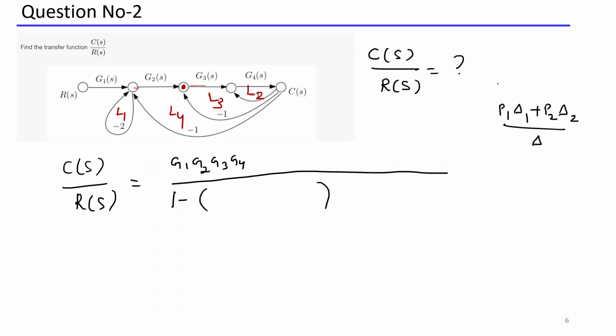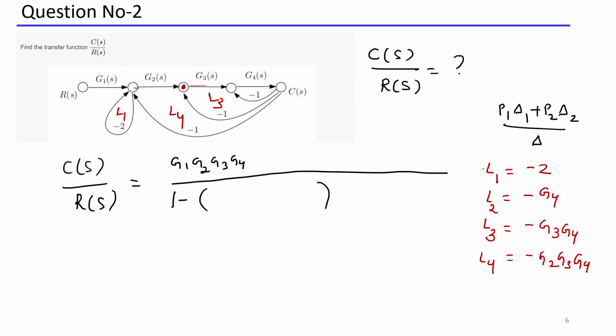How many loops are there? You can write the loop gain of all the loops. L1, what is the loop gain of L1? -2. What is the loop gain of L2? You can clearly see, starting from here and going, L2 equals minus G4. What is L3? L3 is minus G3 G4. Similarly, what is L4? L4 is minus G2 G3 G4. So these are the four loops.